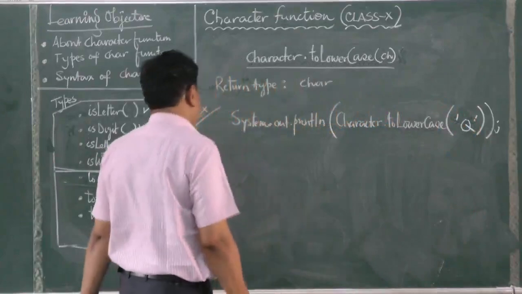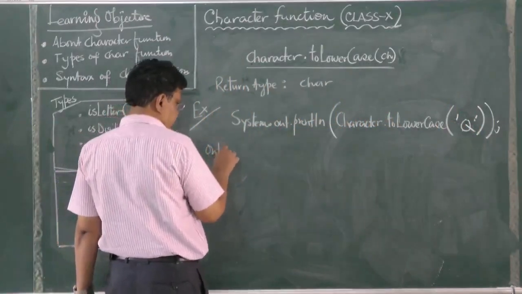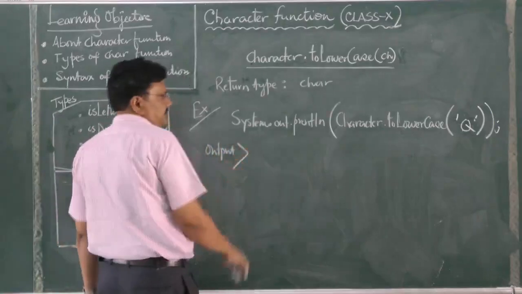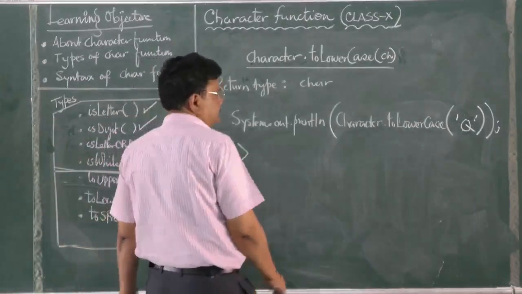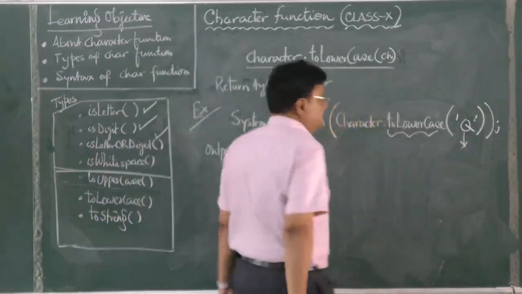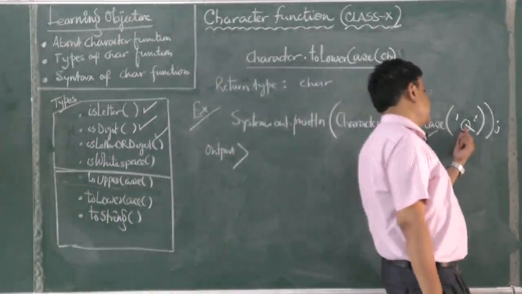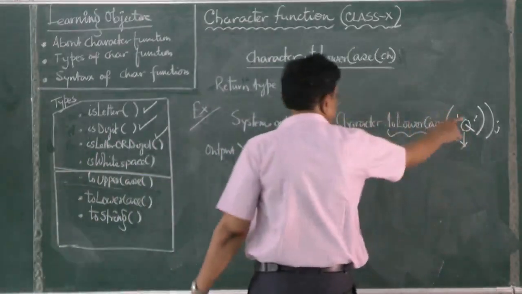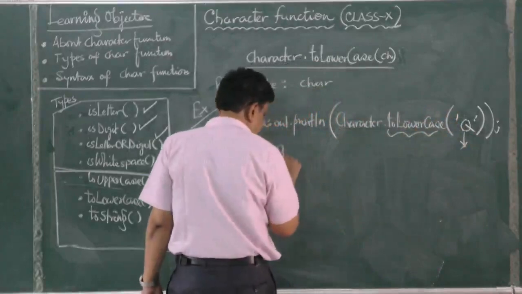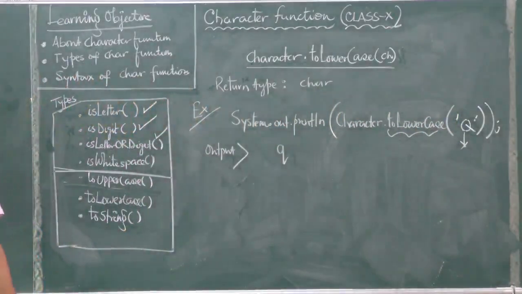Alright. Then if you run it or execute it, the result will be the small q, because toLowerCase will convert the argument to lowercase. The argument is actually capital Q. Now it will convert to lowercase. So the answer will be small q only.